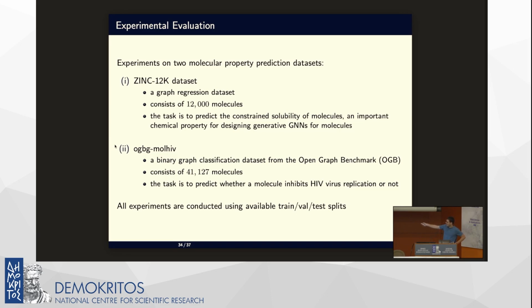The second data set is contained in the Open Graph Benchmark collection. This is a collection of large-scale data sets for graph learning algorithms. This data set contains more than 40,000 molecules, and the task here is a binary classification. We need to predict whether a molecule inhibits HIV virus replication or not.